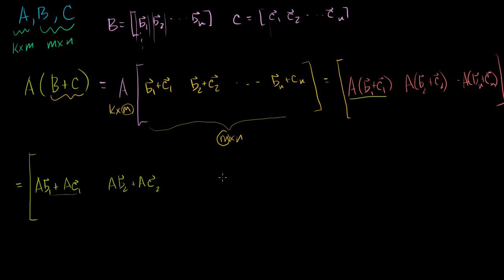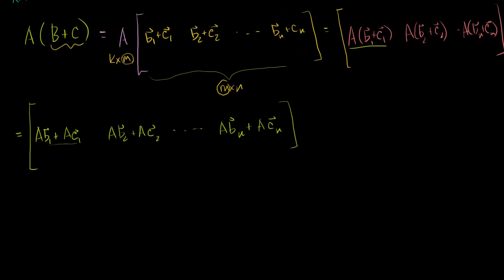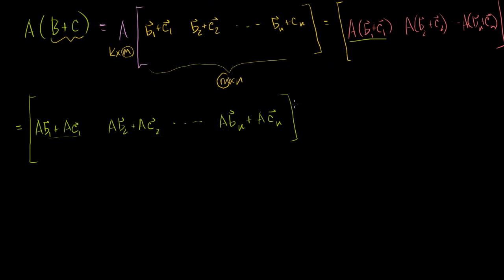And then the nth column is going to be the matrix A times the column vector Bn plus matrix A times the column vector Cn, just like that. Now, we can write this matrix as the sum of two different matrices. So what is this going to be equal to?